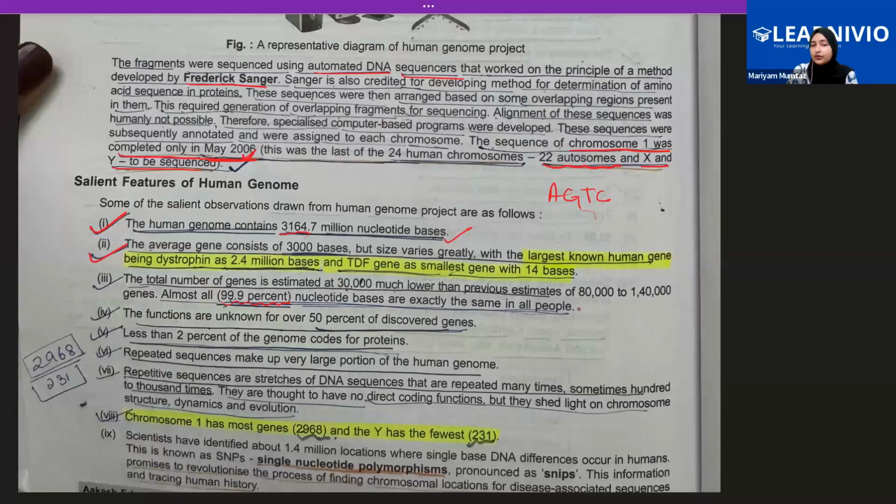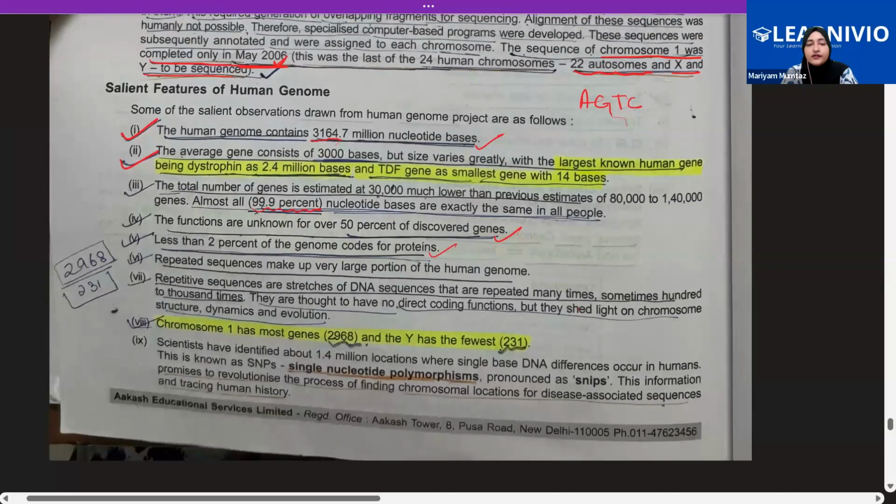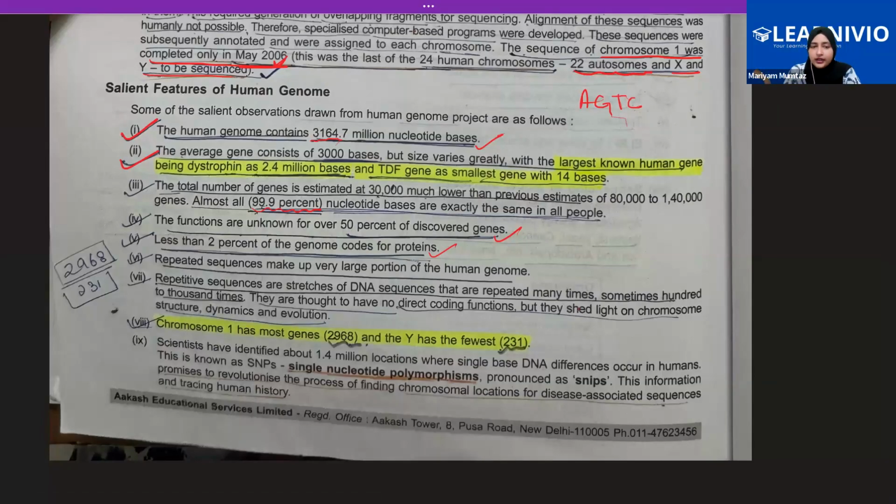And the functions are unknown for 50% of the discovered genes. We still don't know their functions. Less than 2% of the genome codes for protein. Imagine, out of the whole entire genome, that is 30,000 genes, only 2% will be coding for the proteins in our body. And then a whole chunk of our genome is made up of repeated sequences. It is repeated n number of times, like repeated throughout our body.